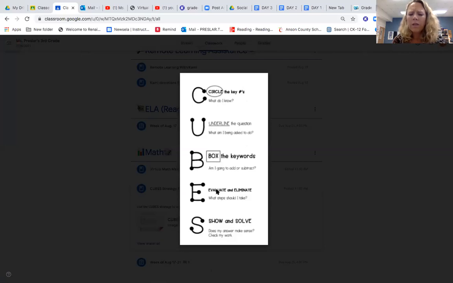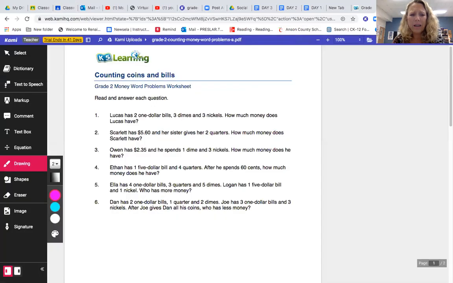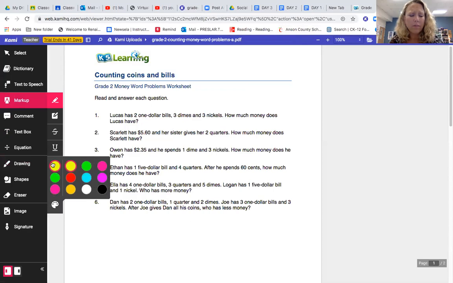Evaluate, look at your steps. Think about how you're going to actually solve. Look for things that aren't necessary in your problem. Take that out. And then finally, show and solve. Solve your problem and find the correct answer. So taking that into consideration, I'm going to go back here to my Kami, and I'm going to use my markup tool, and I'm going to grab my highlighter.